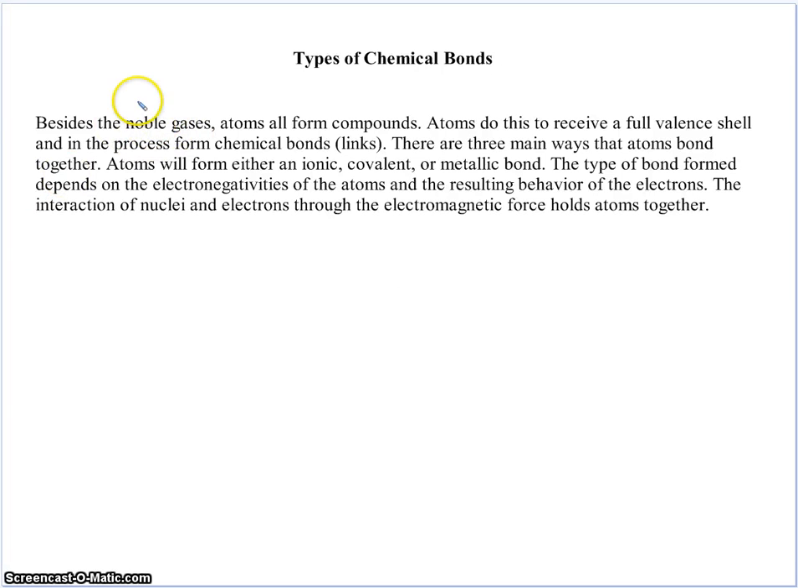Okay, so besides noble gases, which I remember we talked about before, atoms all form compounds. Compound kind of sounds like combination. Atoms do this to receive a full valence shell. That reminds me of the octet rule. And in the process they form chemical bonds, links. Yeah, I know bonds, like bonding. Like if you bond with your parents, you get to know them and you get closer to them. So I guess chemical links join them together.